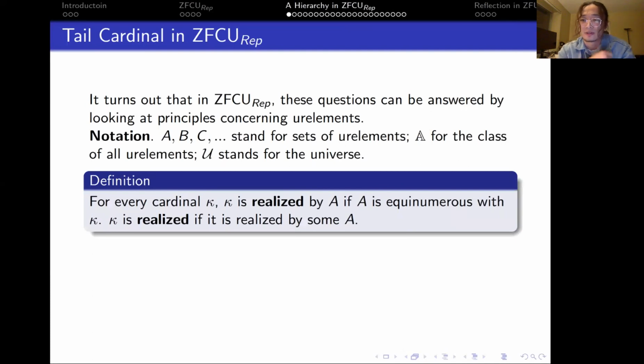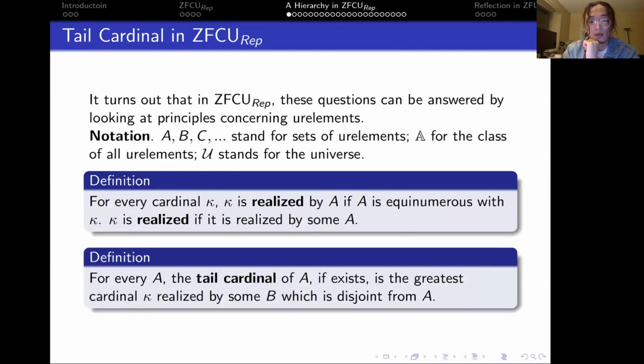We say a cardinal kappa is realized by A just in case A is equinumerous with kappa, and we say kappa is realized if it is realized by some set of urelements A. For every set of urelements A, the tail cardinal of A, if it exists, is the greatest cardinal kappa realized by some B, which is this one.